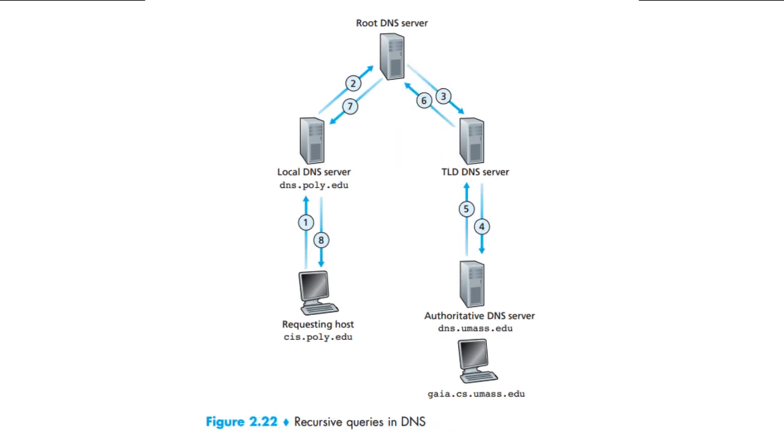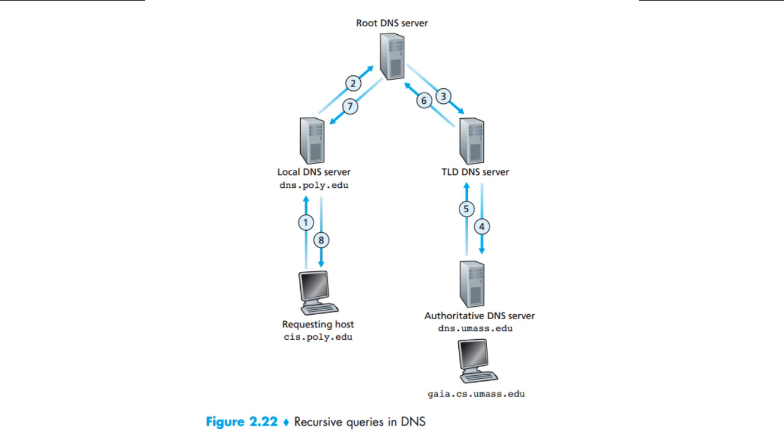If we take a look at figure 2.22, we can see a chain of DNS queries that all are recursive. This means that each DNS server in the chain is responsible for finding the answer to the queries itself and then passing that answer back to the previous server in the chain, all the way back to the requesting host.